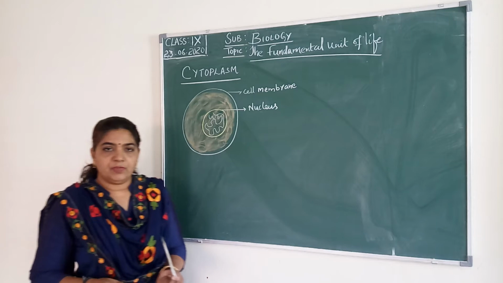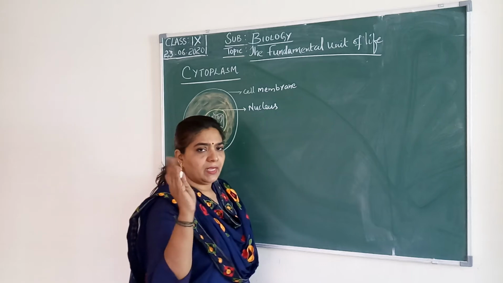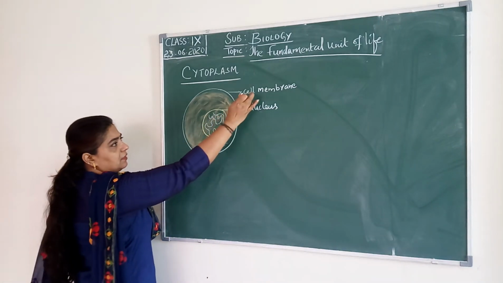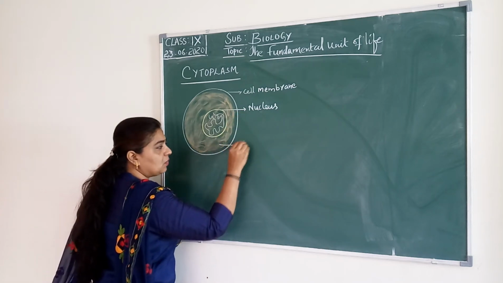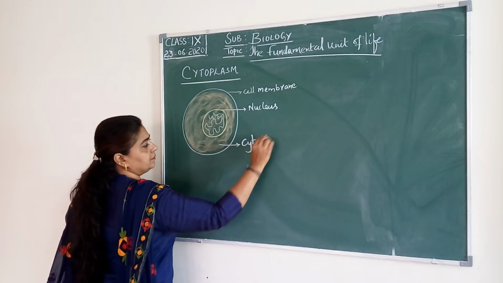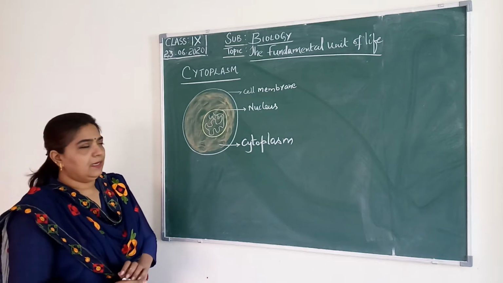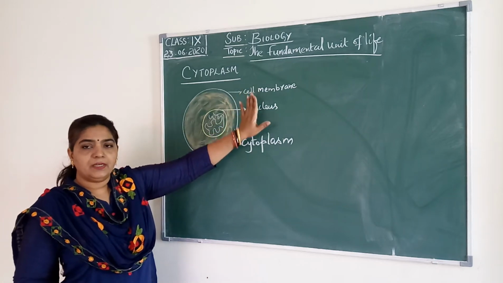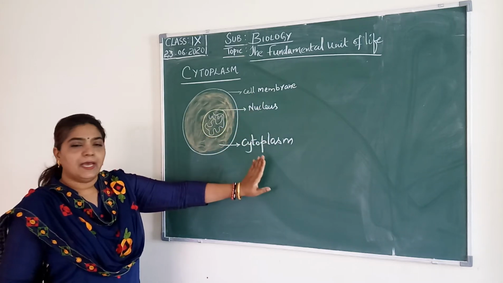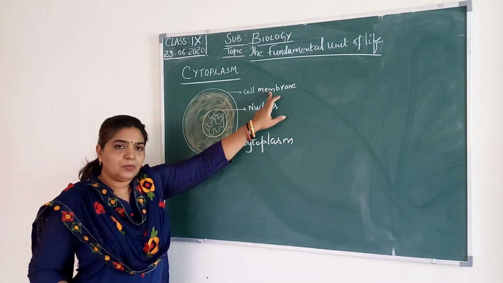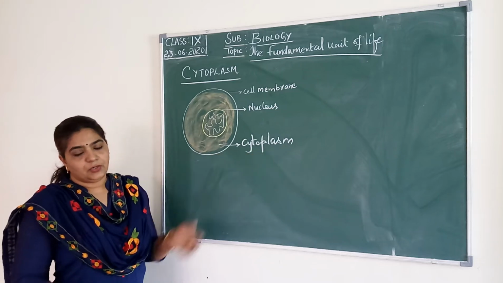We have learned in the previous video that when we see a cell under a compound microscope, we can identify three regions. Which are the three regions? The cell membrane, nucleus and cytoplasm. Now we have learned about the cell membrane as well as the nucleus. Today let us learn about the cytoplasm.